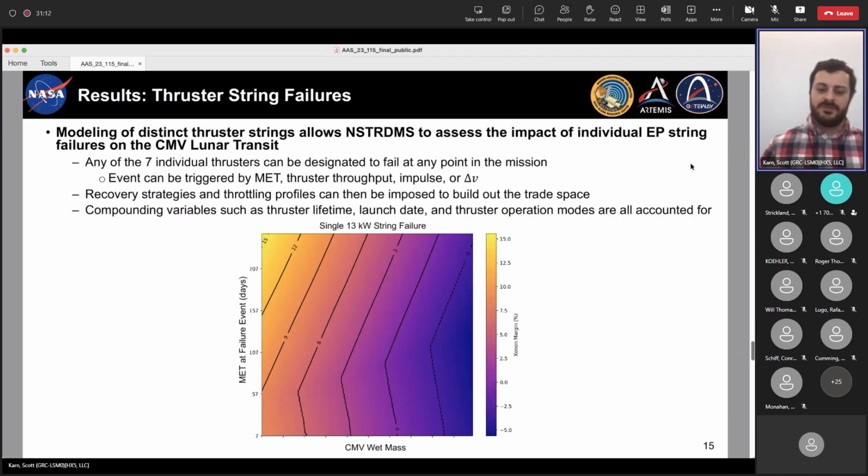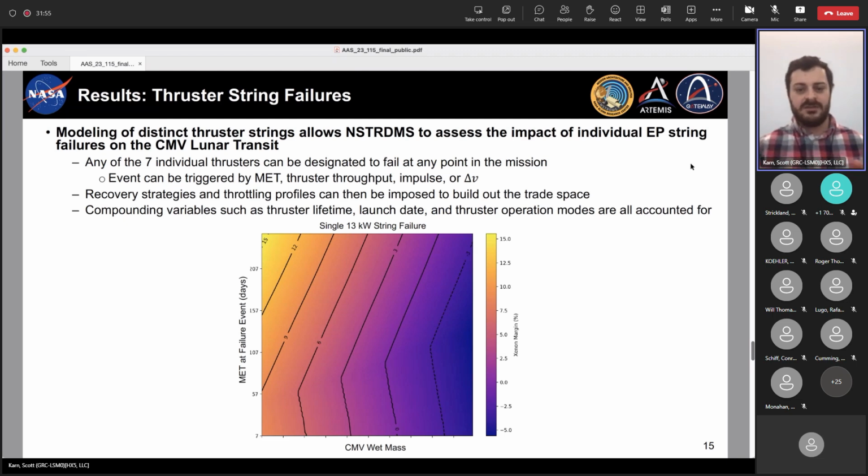Another thing that NSTRDMS has been used quite a bit for recently is assessing individual thruster failures throughout the entire mission. It's very easy for us to designate any one of the 7 to fail. And we can trigger those by mission elapsed time. We can trigger those by thruster throughput or impulse or delta V through that thruster. So we have multiple different ways with which to essentially trigger a failure scenario. But then we can also assess a wide variety of recovery scenarios in terms of what IPS configuration and what permutation of our thrusters do we move to satisfy the rest of the mission.